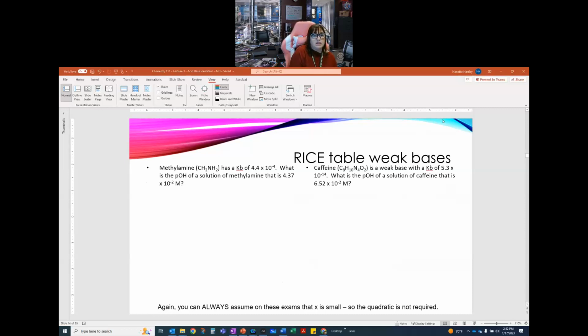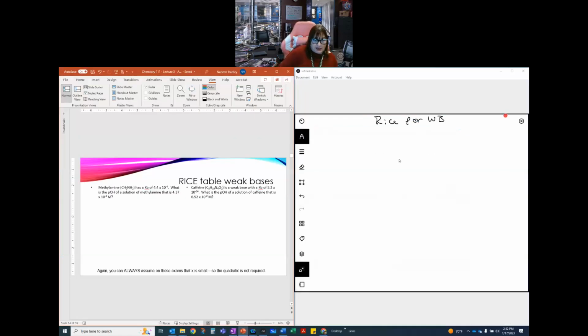So the first one we want to look at is methylamine. And this is going to be a practice problem for a weak base. So methylamine, CH3NH2, has a Kb of 4.4 times 10 to the minus 4th. What is the pOH of a solution of methylamine that is 4.37 times 10 to the minus 2?